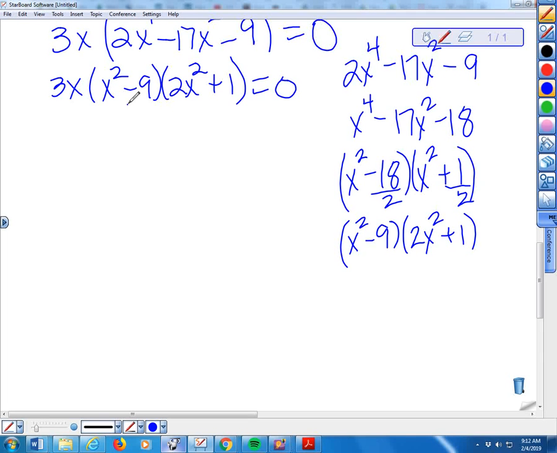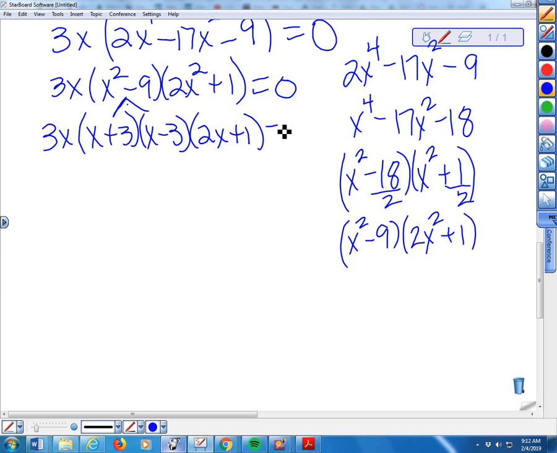It's a special factoring. It's a difference of squares. So x squared minus 9 factors to x plus 3, x minus 3. That's how this factors. Yep. And then I have 2x squared plus 1 equals 0. I'm trying to solve this. I'm trying to break it apart. Yes.